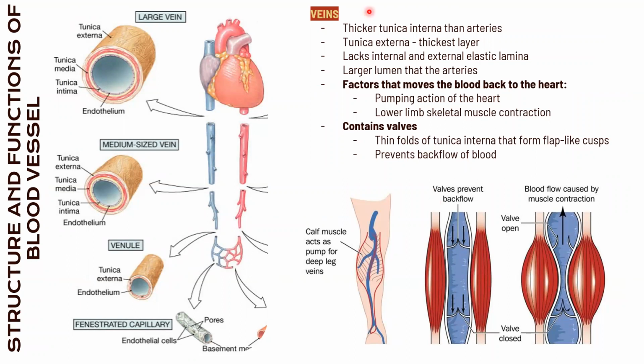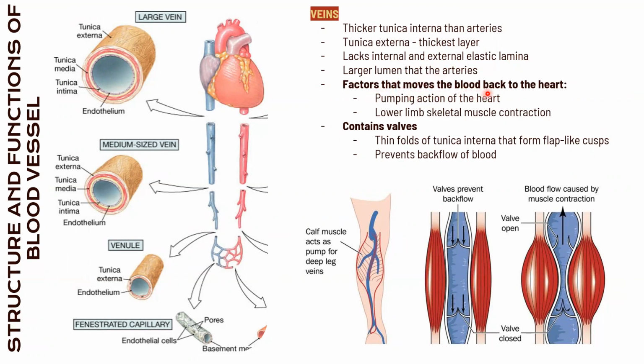Arteries are bigger. Veins have a thicker tunica externa than arteries. Tunica externa is the thickest layer. They lack internal and external elastic lamina. If you could remember the picture a while ago. They have a larger lumen than that of the arteries.